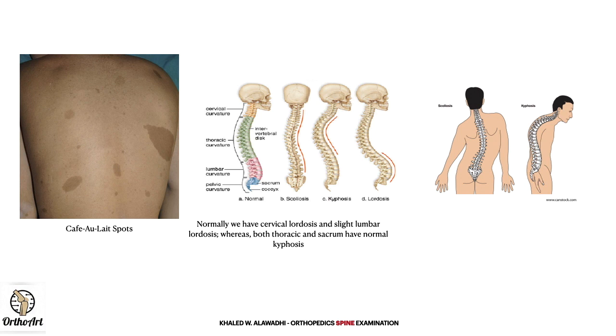However, when you have an exaggerated spinal angle at that area, it's called kyphosis. When you have an exaggerated spinal curvature at the lumbar area, that's called lordosis. And this is another example of scoliosis, as you can see from the back, and from the side you can see kyphosis.